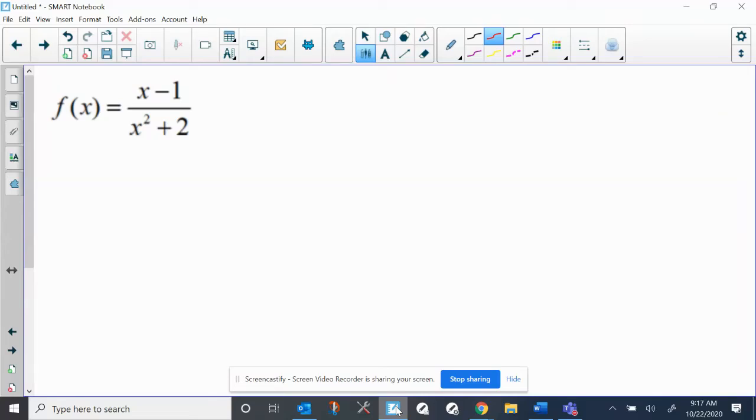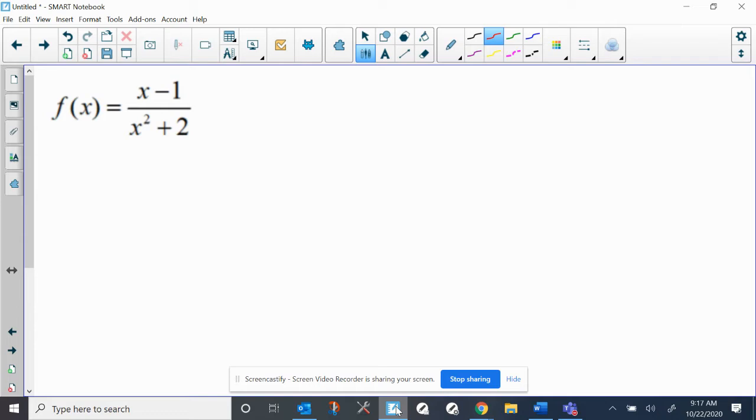For f of x equals (x minus 1) over (x squared plus 2), you can see the division in the problem. And I can't simplify anything because the denominator has 2 terms in it. So this would be the quotient rule. Now, it's really tempting when you first start learning the quotient rule to wonder, is this also chain rule?